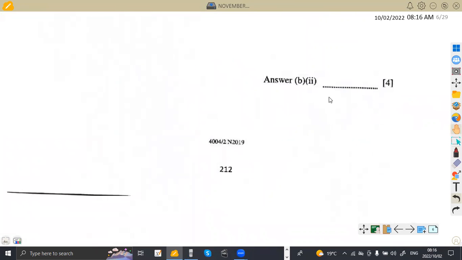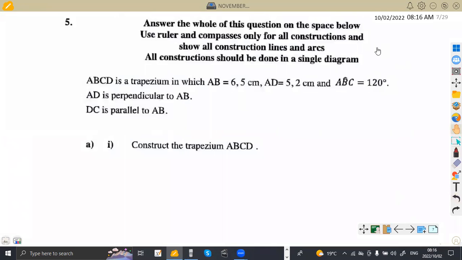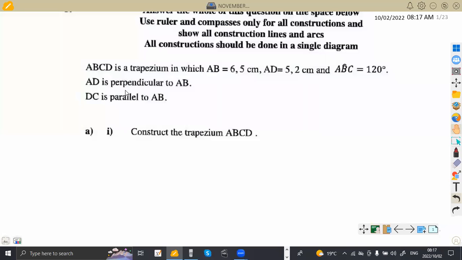Let us see the other part of the question now, which is on construction. So you want to see this. They give ABCD is a trapezium. So take note, guys, all the constructions, everything has to be done on a single diagram. So we've got our ABCD is a trapezium. The size of the angle in the trapezium is 120 degrees. AD is perpendicular to AB. DC is parallel to AB.